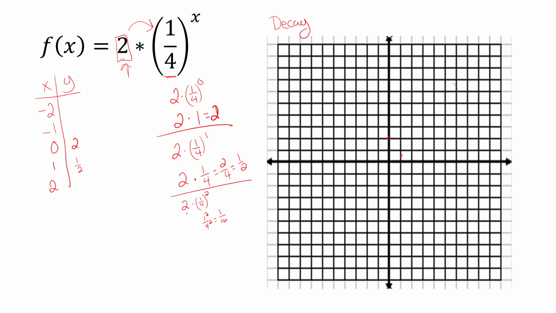Well, we haven't multiplied by 2 yet, so let's bring that down. 2 times 1/16 gives us 2/16, which equals 1/8. So we can come over 2, up 1/8. And we can see this graph is very quickly going down, but again, it will never pass 0, 0.